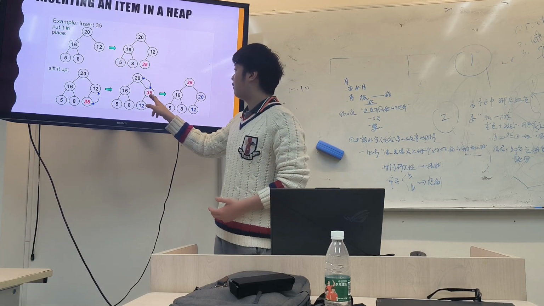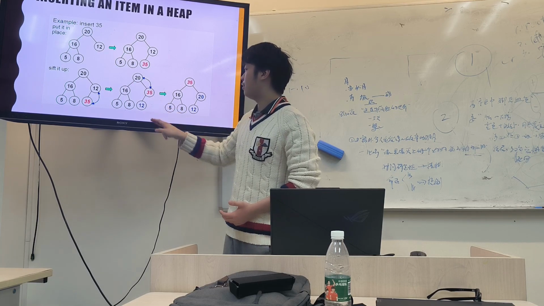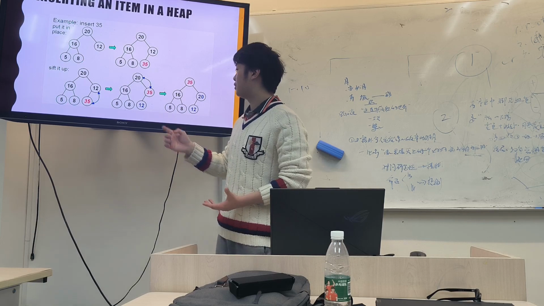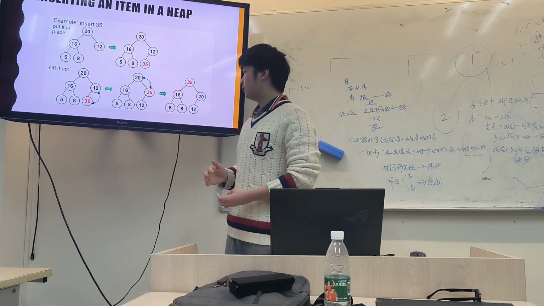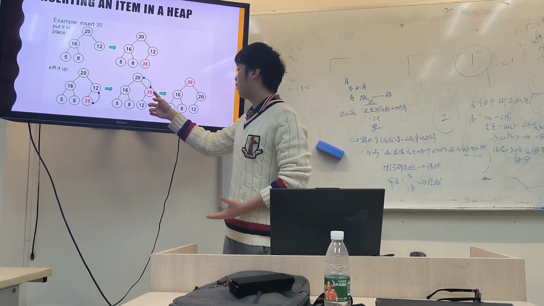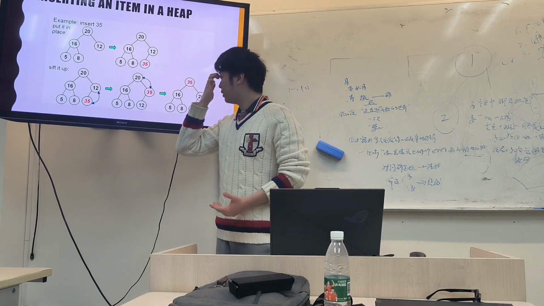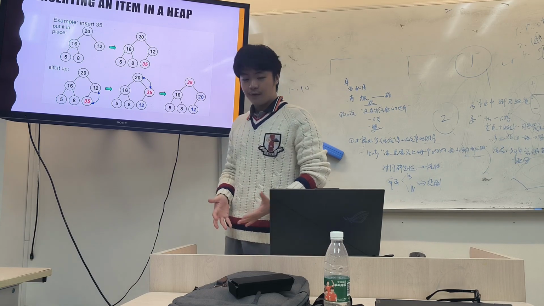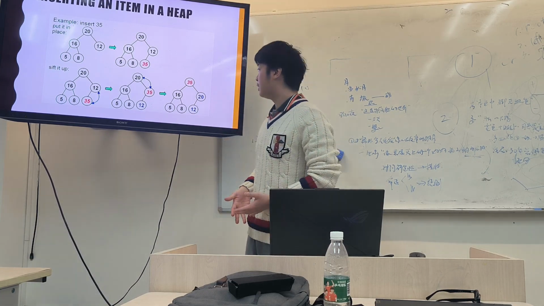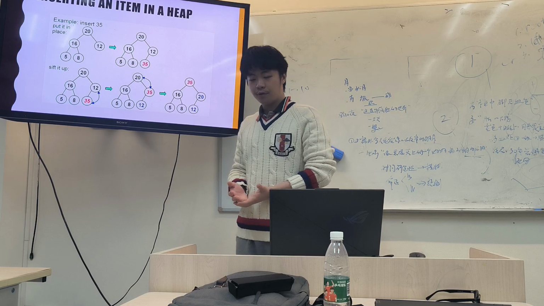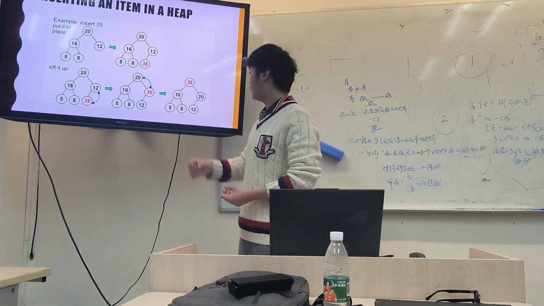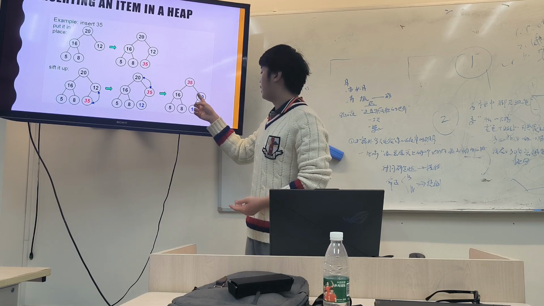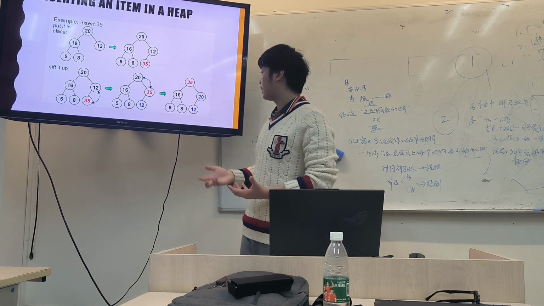Now 35 is placed in this location, and you have 12 as the leaf node of this binary tree. Then you continue to compare 35 with its parent. You will find that 35 is still greater than 20, so you exchange their locations again. Now 35 is the top of this heap, and 20 is its child, and now the max heap is completed.